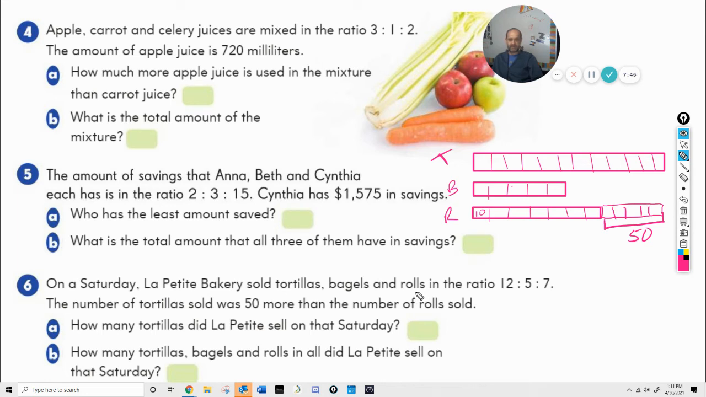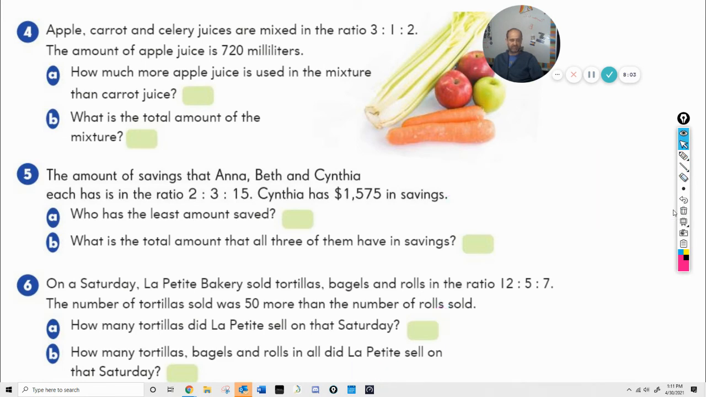All right, so once we know that each unit is 10, how many tortillas did La Petite sell? Well, 12 times 10 is 120. And then how many tortillas, bagels, and rolls did they sell? 120 plus 50 plus 70 is 240. All right, boom, boom, boom.